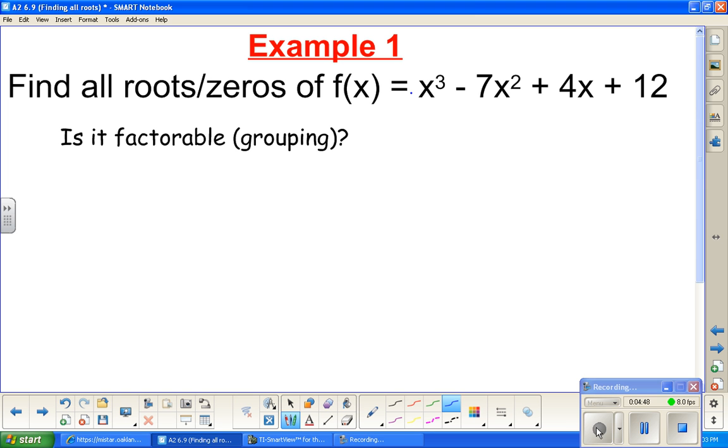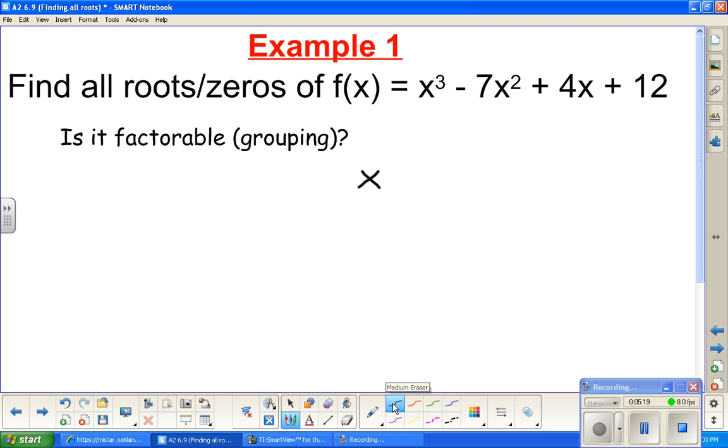Yeah, like do grouping. So what if we tried to group the first two? Usually with grouping it's 2 and 2. You want to group that one too. Usually it's going to be 2 and 2 because you're going to need some common factor in the second group. So you're saying take the x out of the first three?